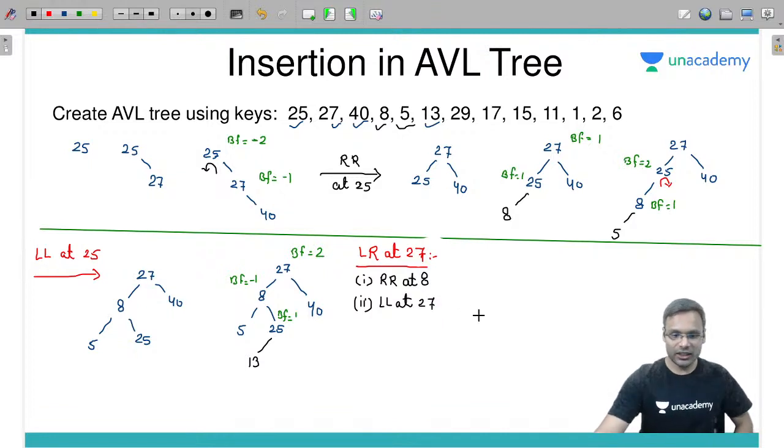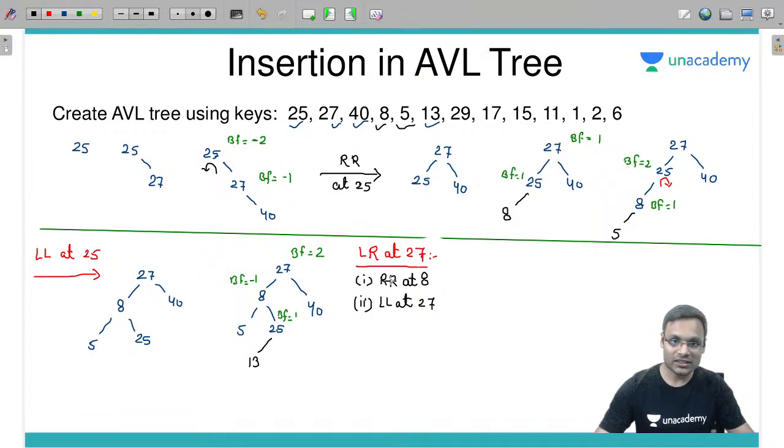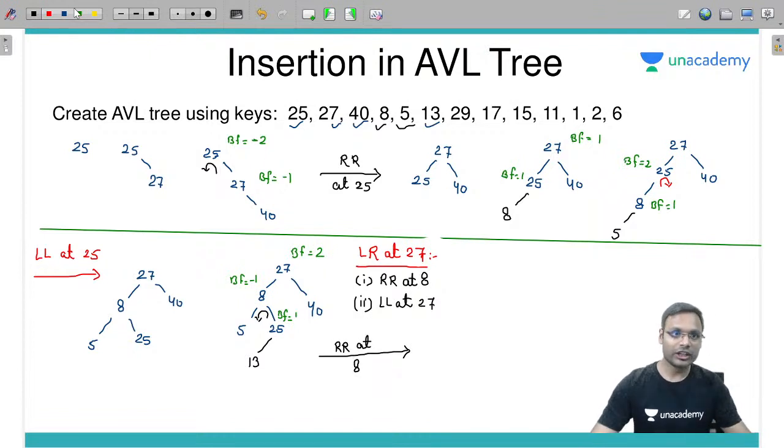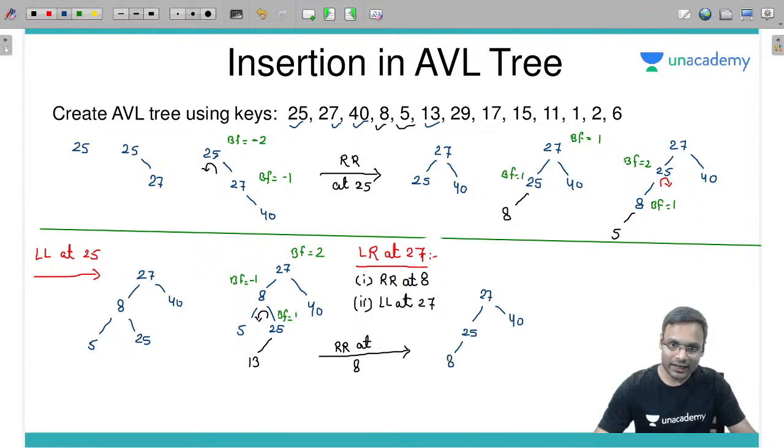Fine. Let's draw one tree at least. RR at 8. Once I apply RR at 8, the tree will become like this. First of all, 27 on root, right side 40, left side of 27 becomes 25, its left 8, its left 5. Right of 25 will be as it is. Left of 25, which is smaller, will come in the right of 8 here, 13.